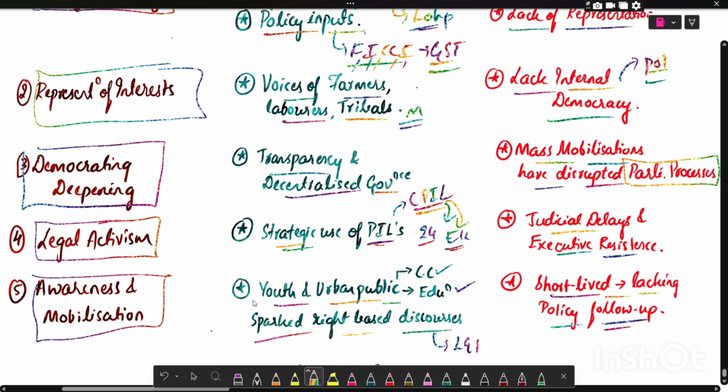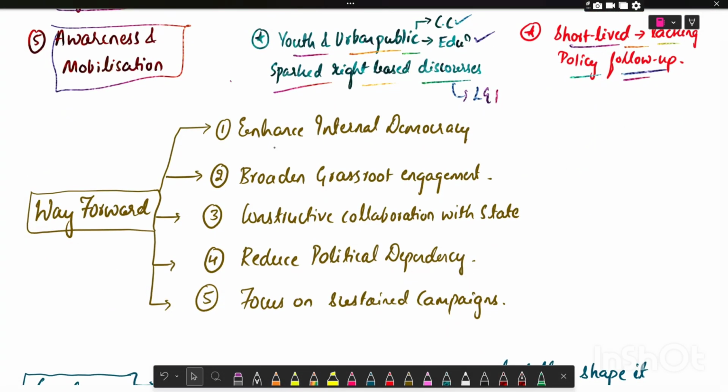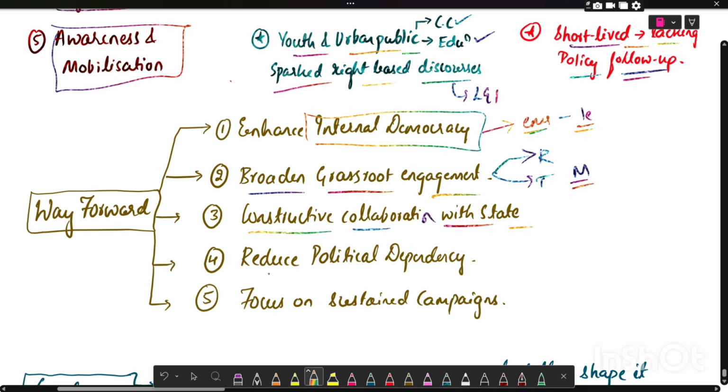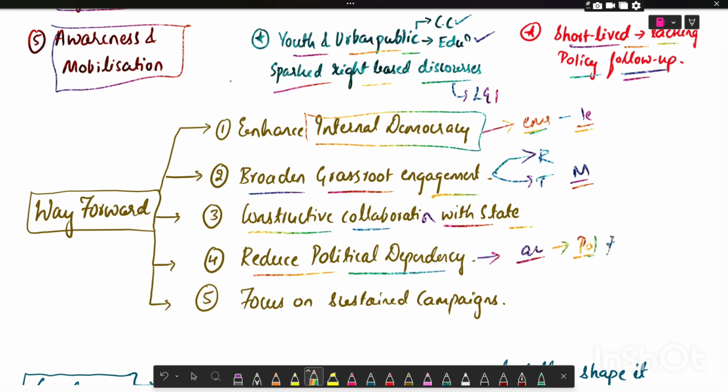Now we'll see what we can write in the way forward. There is a need for internal democracy within pressure groups and transparent leadership selection, and broadening grassroots engagement by extending it to rural areas, tribal areas, and other marginalized groups. There is a need for constructive collaboration with the state and reduced political dependency, that is, avoid functioning as political proxies. And the last one is focus on sustained campaigns. That means there must be a long-term presence of these pressure groups on a particular issue, and they should not be short-lived campaigns.